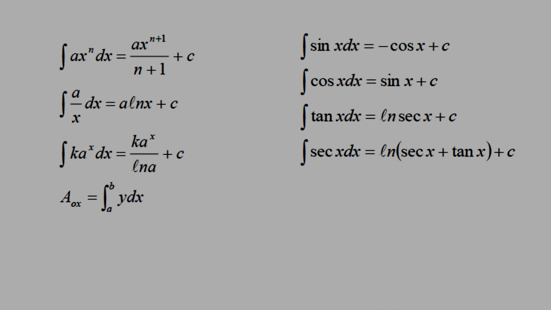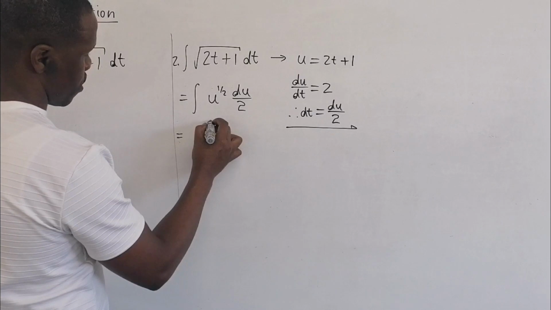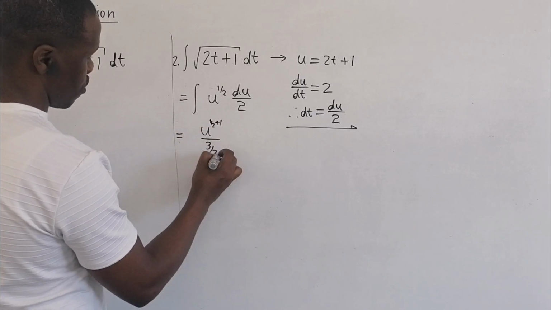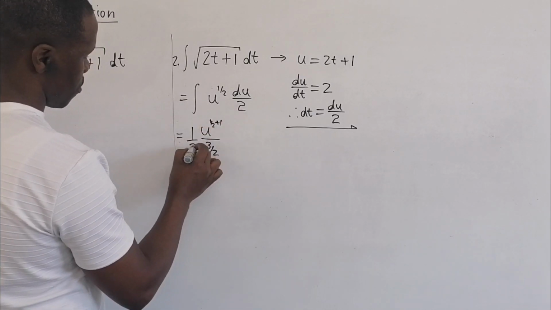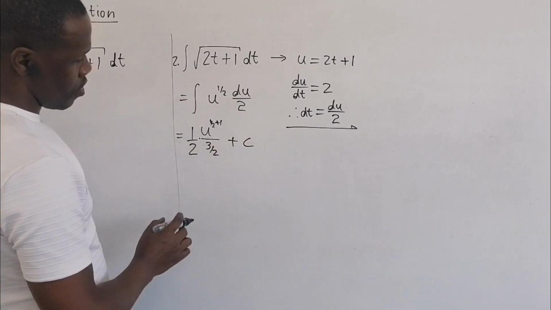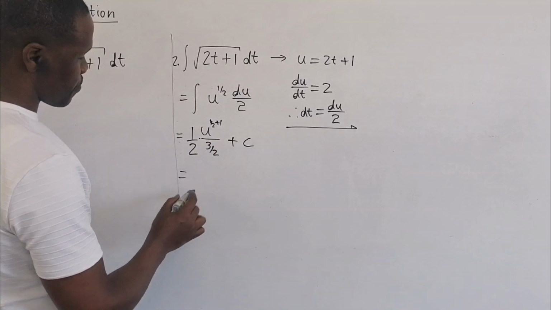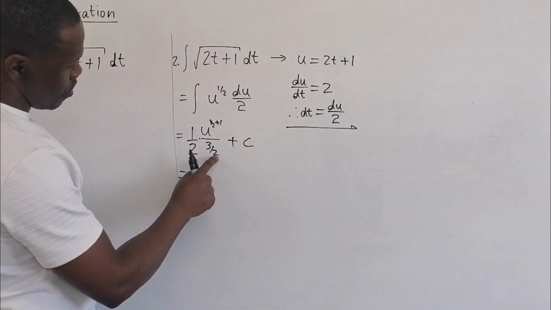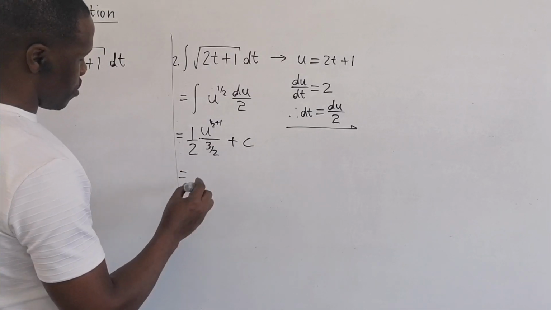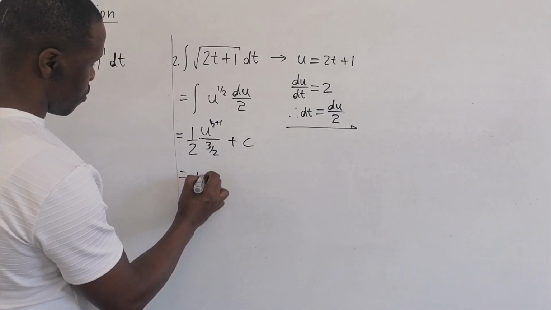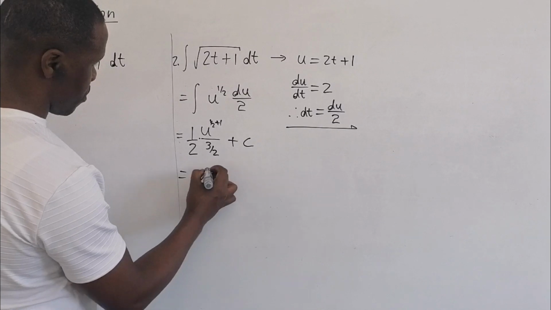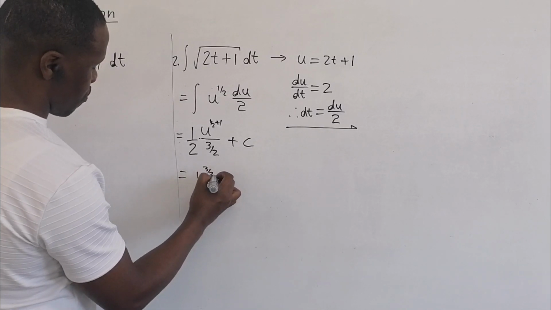So how to integrate? You add 1 to your exponent and divide by the new exponent. As we are dividing by 2, it is the same as multiplying by a half. Also, notice on this step that the 2 and the 2 will cancel out. Therefore, what are we going to be left with? We'll only be left with the new exponent and the plus c.